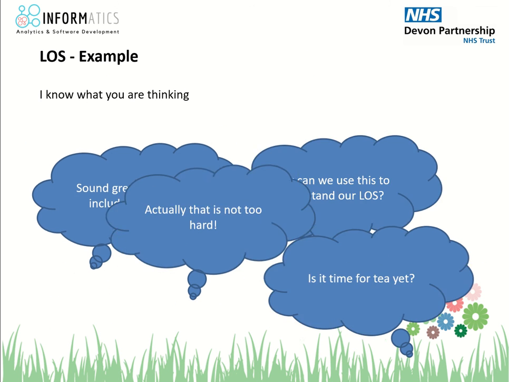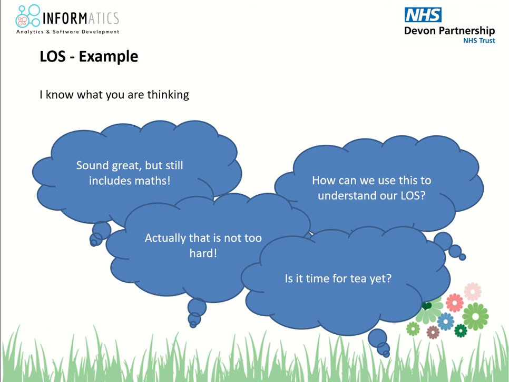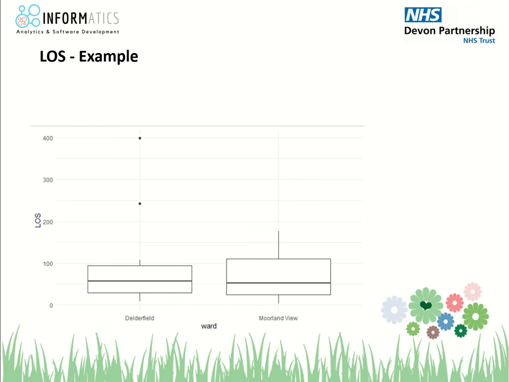So I know what you're thinking. Great. Still a little bit of maths there. Hopefully you can just have a look at those box plots and see what's going on there. So how can we use this to actually understand our actual length of stay?